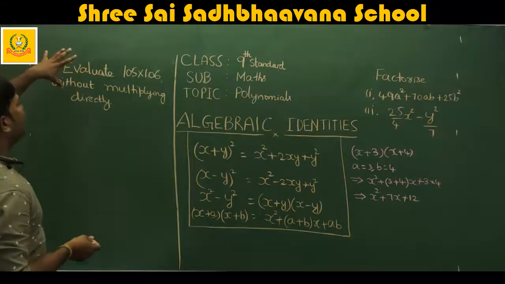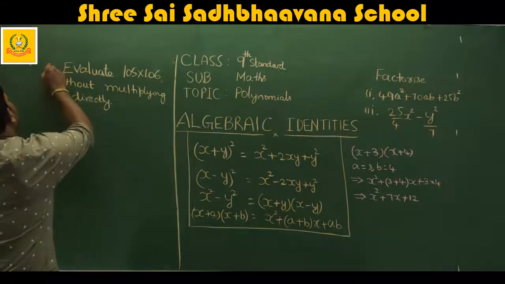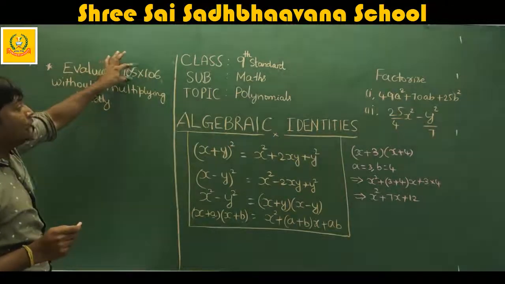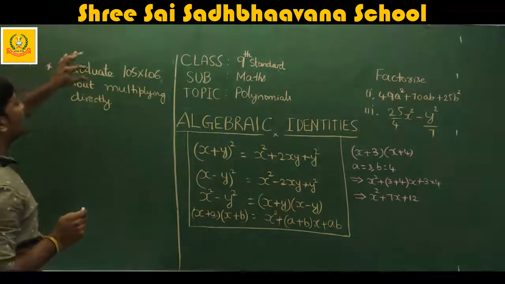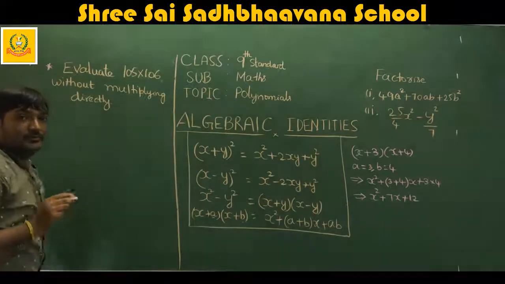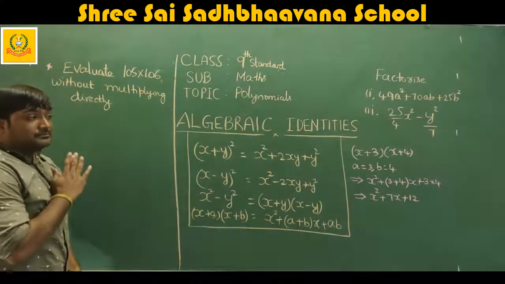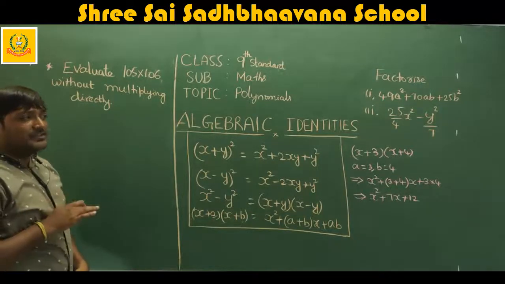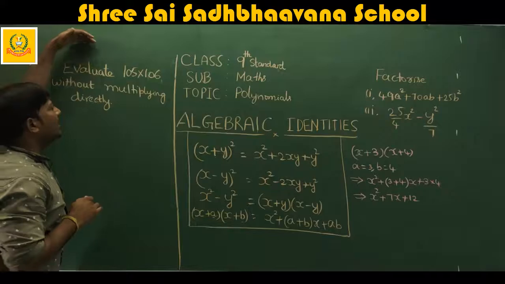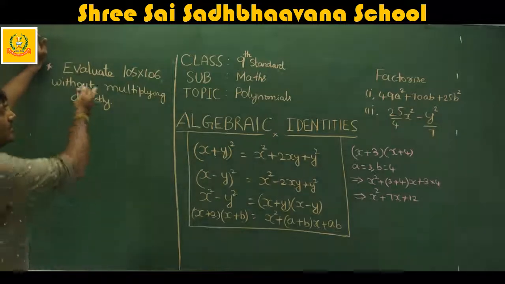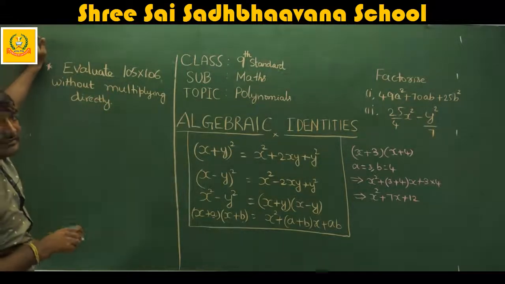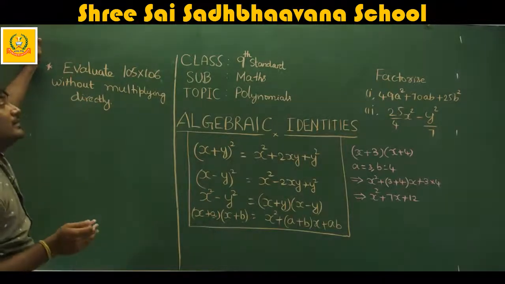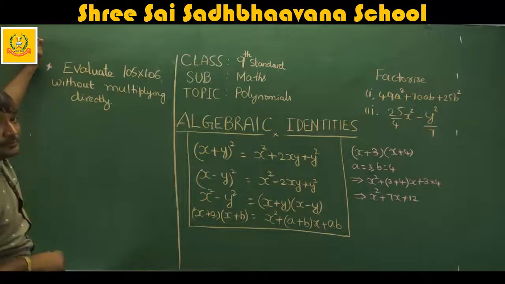So, see this sum. The question is: evaluate 105 into 106 without multiplying directly. Carefully look at the question. The intention of the sum is that you should not multiply. You can multiply and get it, but they clearly specify that you should not multiply. So, if not multiplication, what can we do?